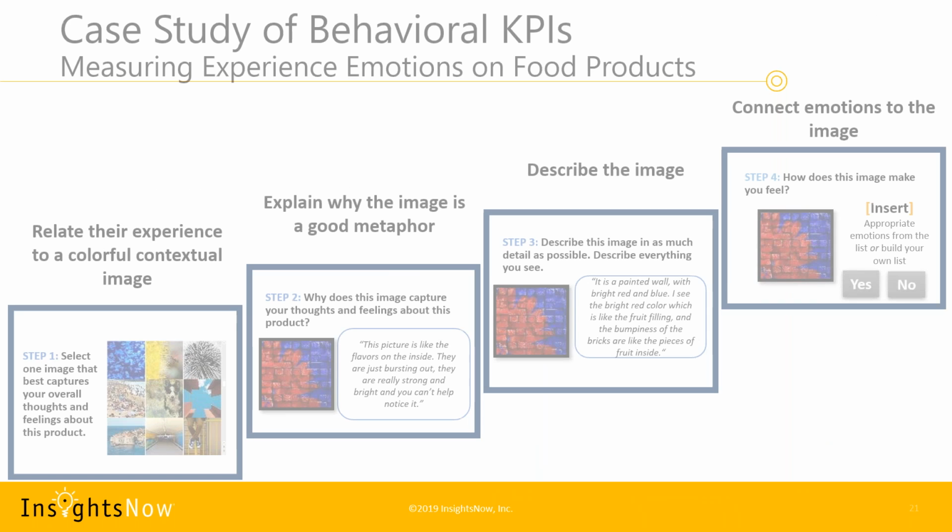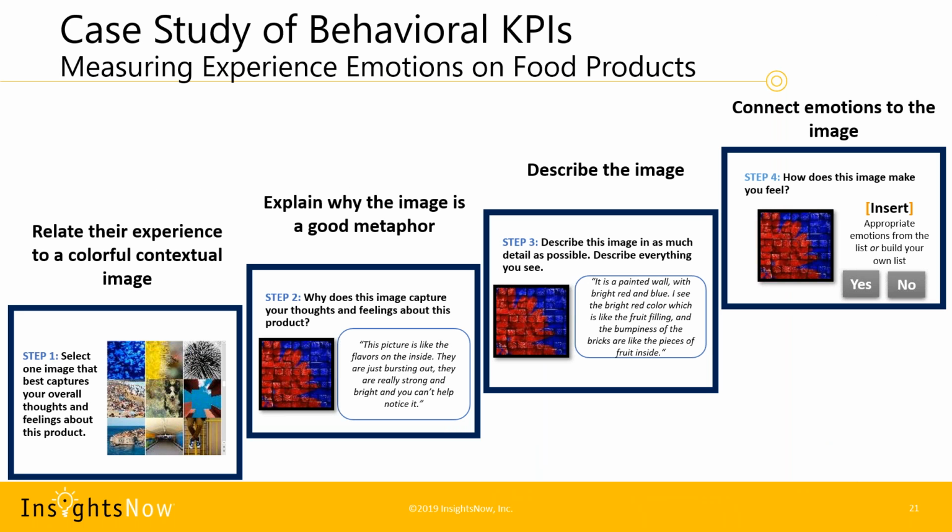All right, so how we do this: you saw in the claims test that we wanted to be able to do a projection on an image, right? We're going to do the same basic technique, but we're going to add one more step. So the first step is relating their experience with the product to some type of contextual image. And that image allows you to do what we call projection of your emotions, right? So it's Psychology 101, some basic behavior science there. And then we explain why the image is a good metaphor.